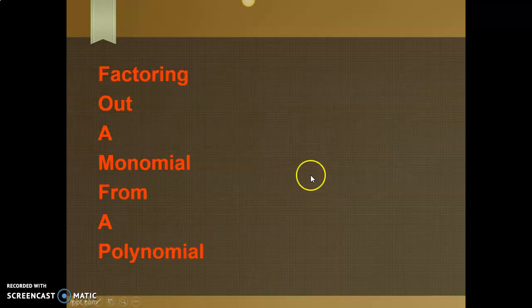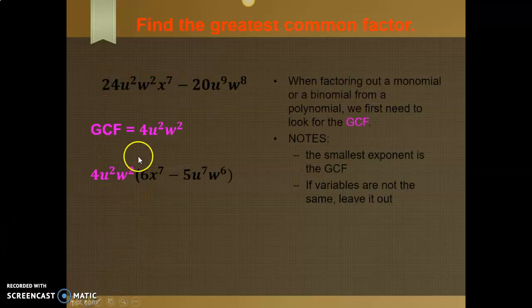Factoring out a monomial from a polynomial. Remember, the first thing that we need to do is to find the greatest common factor. That's important. So remember, when factoring out a monomial or a binomial from a polynomial, we first need to find the greatest common factor. Two notes. The greatest common factor is going to be the smallest exponent. And then if a variable is not the same, we're going to leave it out.